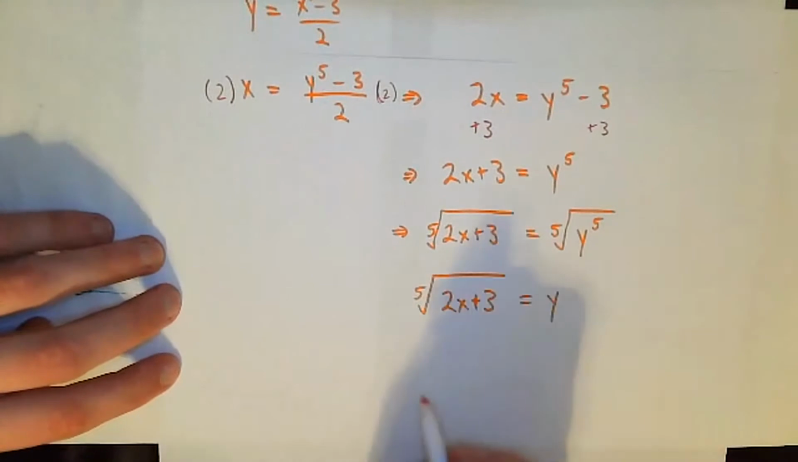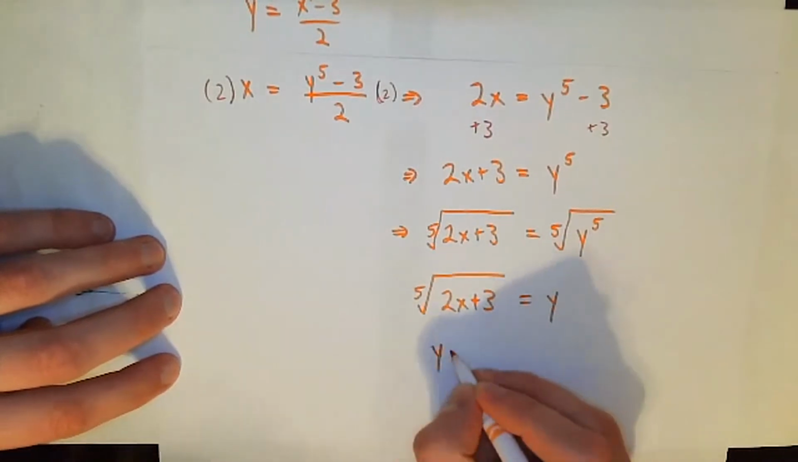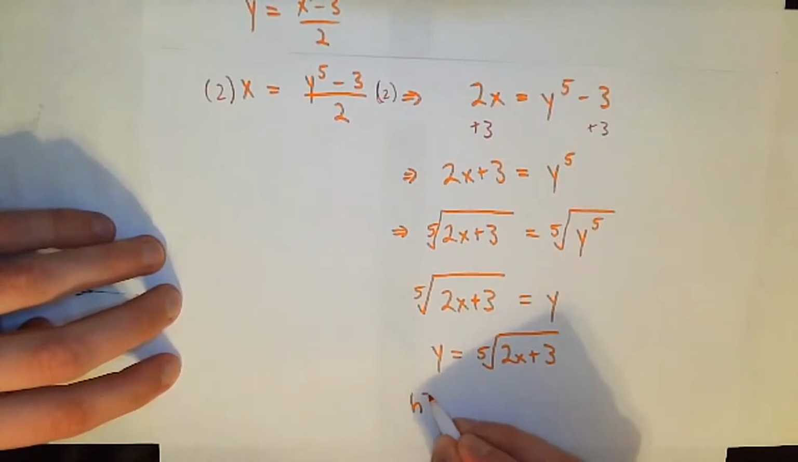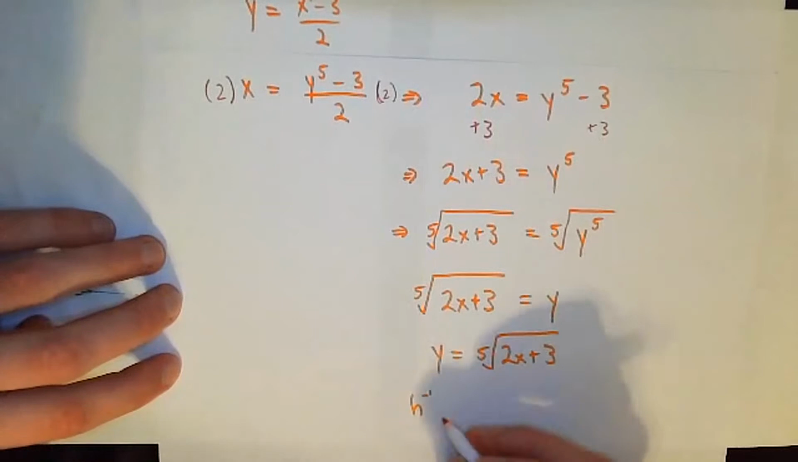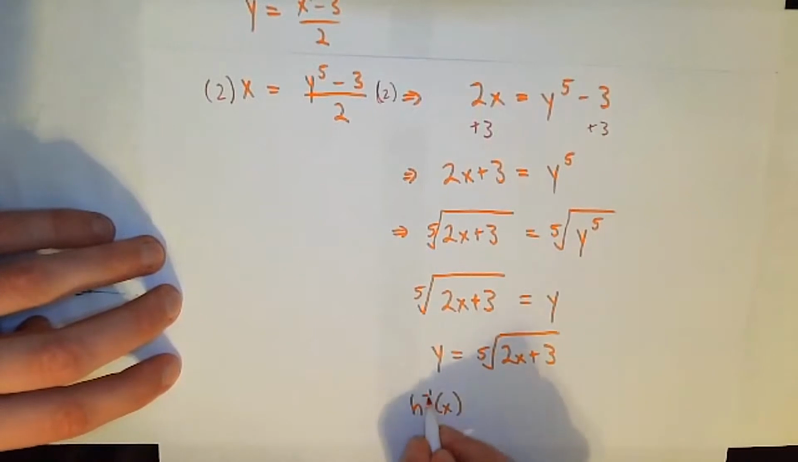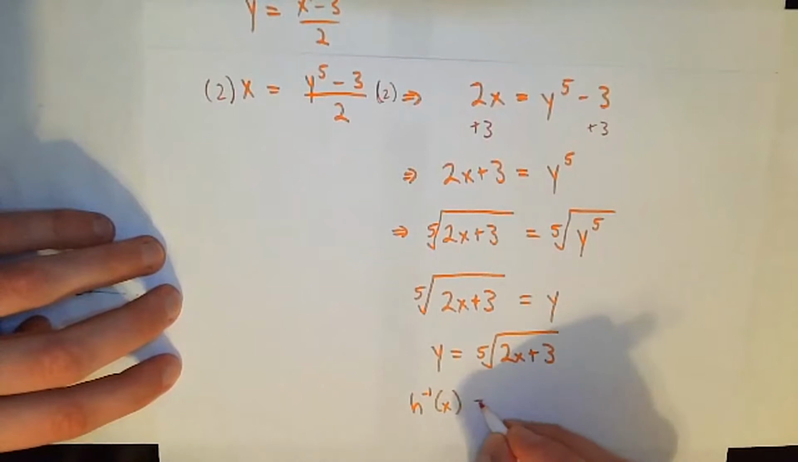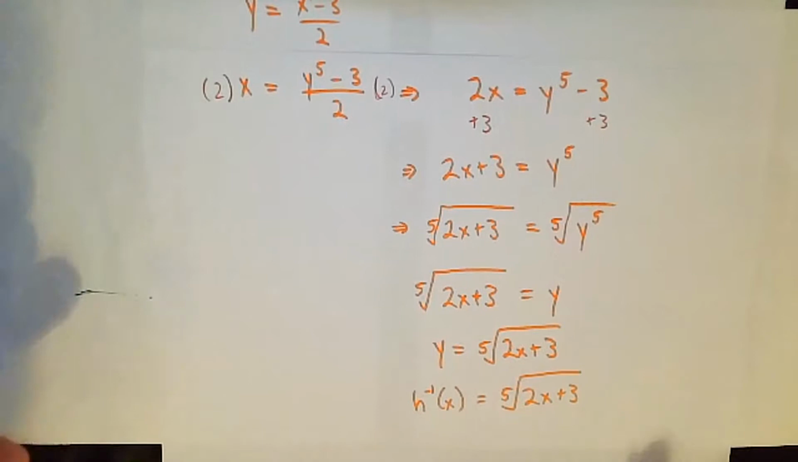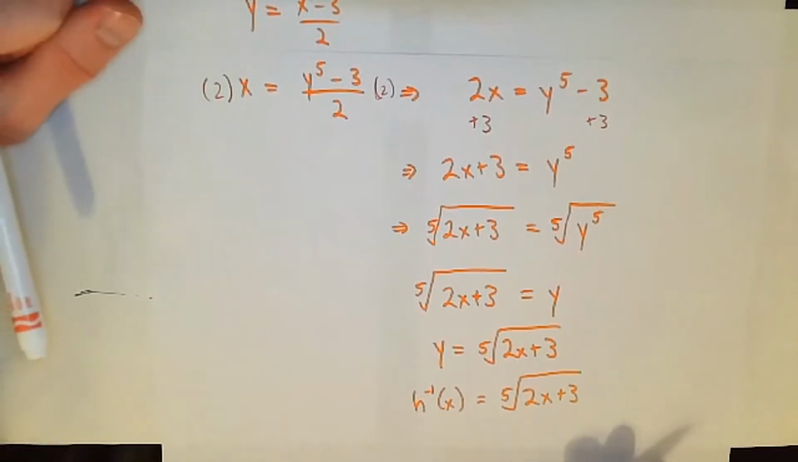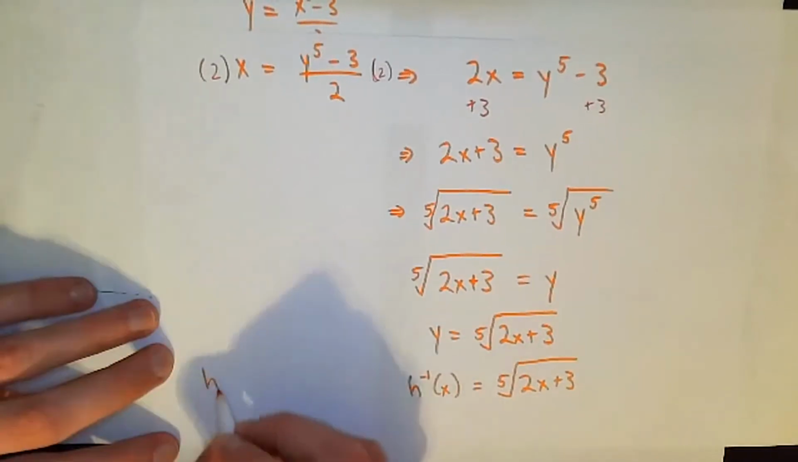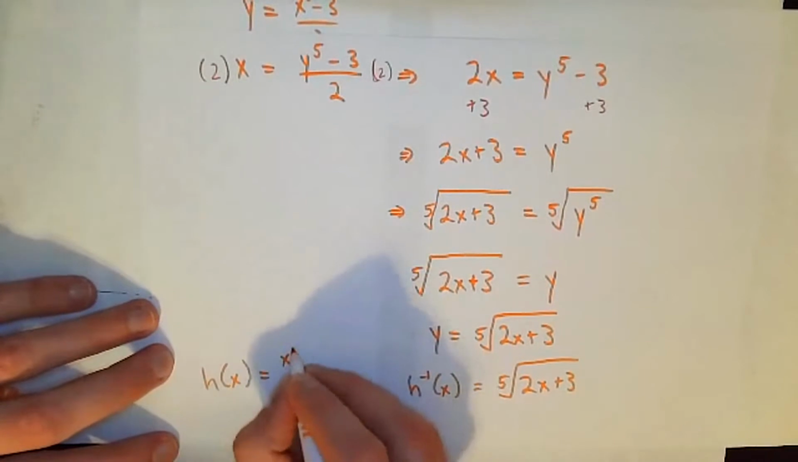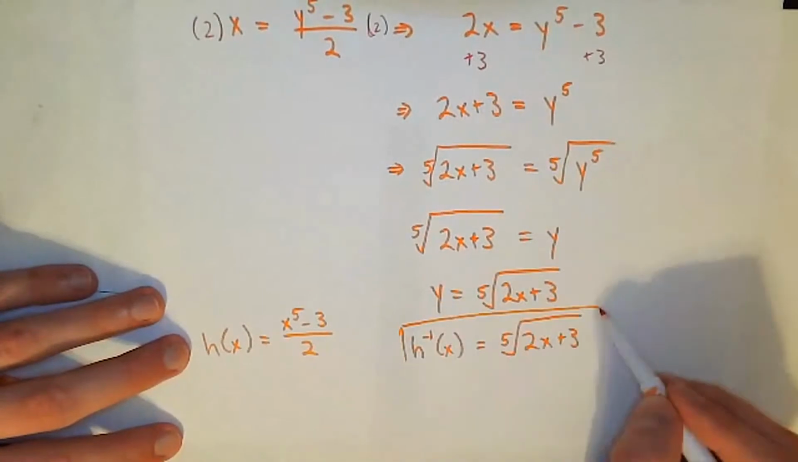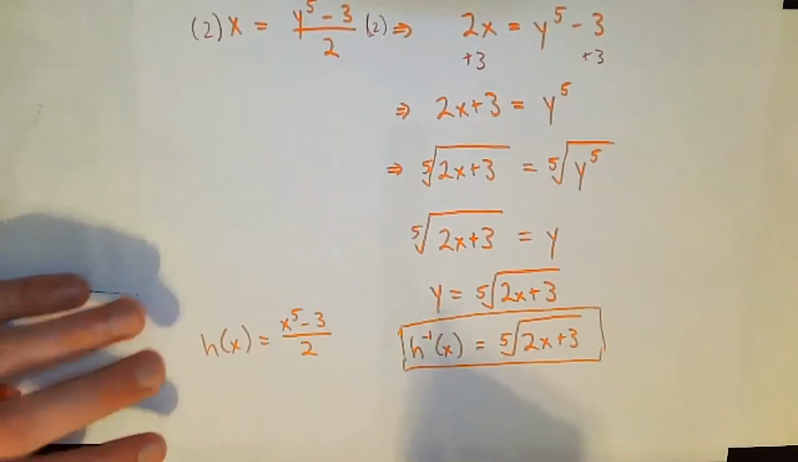Because I need to flip it around and say y is equal to the fifth root of 2x plus 3, and then go ahead and write it in inverse function notation, recalling that my original function was called h of x. So my inverse is going to be h raised to the little minus 1 for inverse there, fifth root of 2x plus 3. The original function, just so you remember, was x to the fifth minus 3 over 2. So here's my inverse function and my original function.